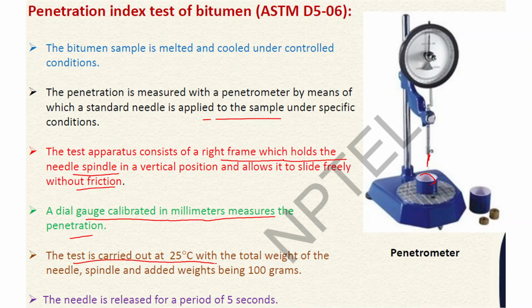The test is carried out at 25 degrees C with the total weight of the needle, spindle, and added weight being 100 grams. Sometimes the needle assembly is 50 grams. This complete setup, needle and spindle, is 50 grams. But sometimes some additional weight is also introduced, depending on the stiffness of the bitumen sample.